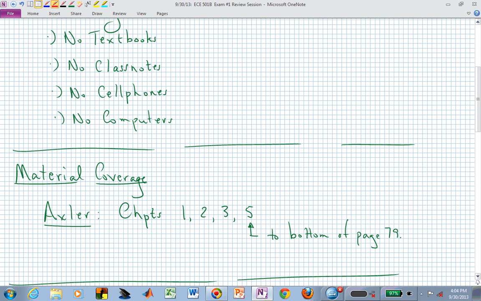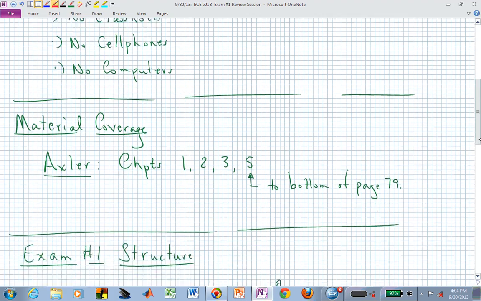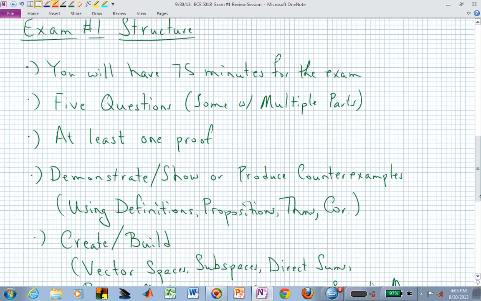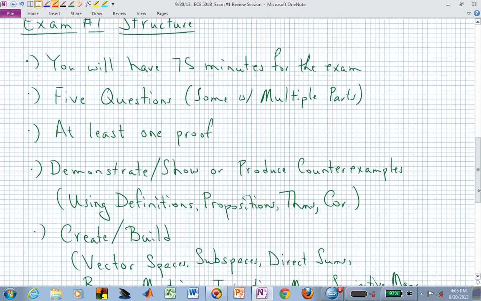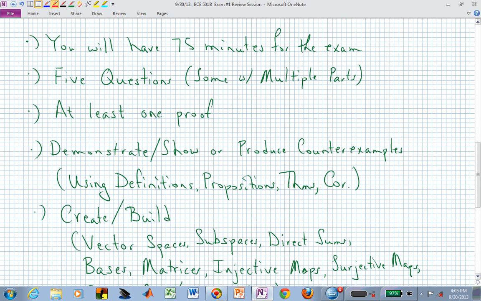The material that you will be expected to know comes from the Axler book, chapters 1, 2, 3, and just barely into chapter 5 down to the bottom of page 79. The structure, as I just said, you will have 75 minutes for the exam. There will probably be 5 questions. Some of those questions might have multiple parts.